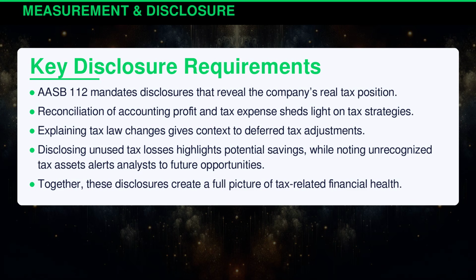AASB 112 mandates disclosures that reveal the company's real tax position. Reconciliation of accounting profit and tax expense sheds light on tax strategies. Explaining tax law changes gives context to deferred tax adjustments. Disclosing unused tax losses highlights potential savings, while noting unrecognized tax assets alerts analysts to future opportunities. Together, these disclosures create a full picture of tax-related financial health.